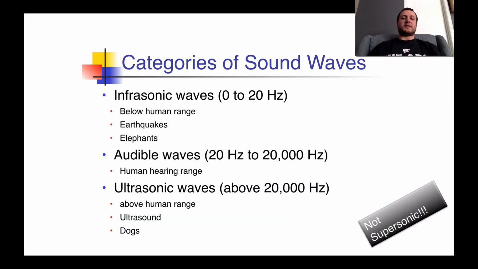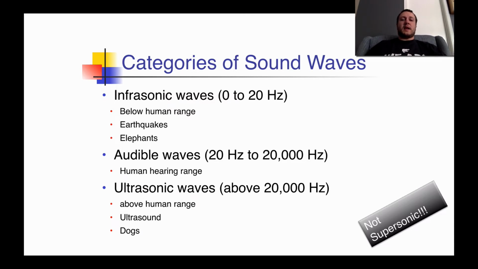Now, when we categorize sound, humans like to put things into these nice little categories. We like to refine things and know what fits here, what fits there. How can we compartmentalize things? How can we organize things? So we do the same for sound. We have three ways that we categorize sound: infrasonic, audible, and ultrasonic.